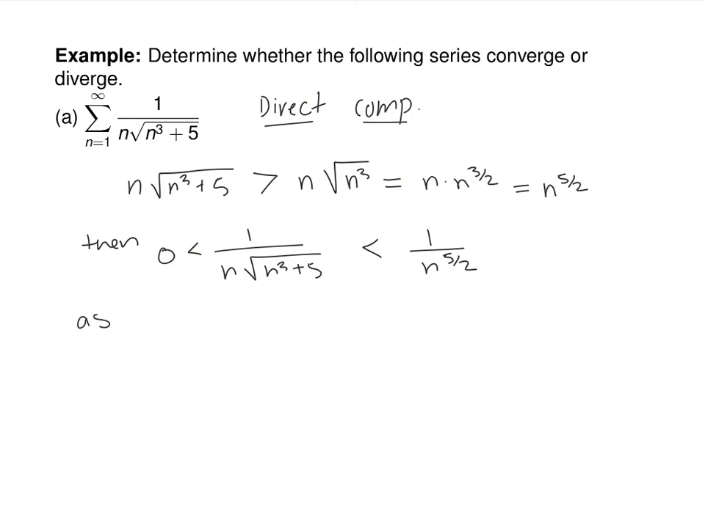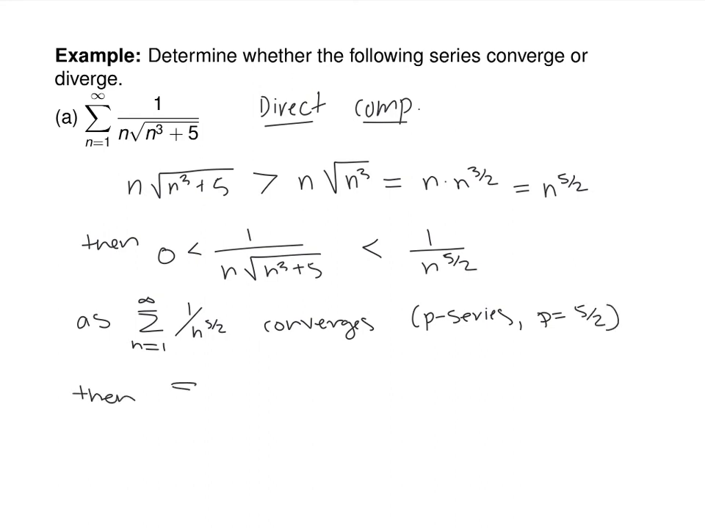And the sum from n equals 1 to infinity of 1/n to the 5/2 converges. Note it's a p-series with p equal to 5/2. Then you know that the sum from n equals 1 to infinity of 1/n square root n cubed plus 5 also converges.